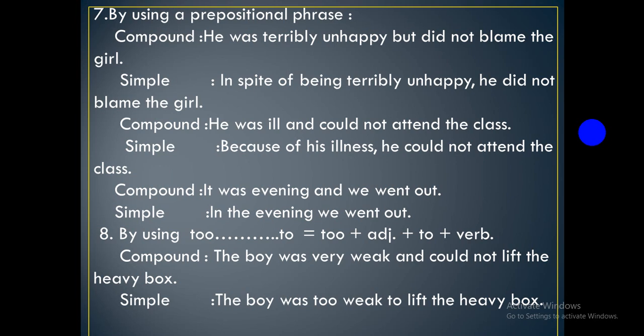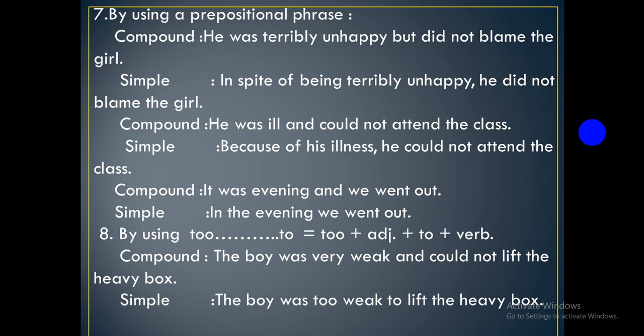Another compound sentence: He was ill and could not attend the class. Rule: if the clauses are connected by "and", we will use the phrase "because of" or "due to". Then the simple sentence will be: Because of his illness he could not attend the class. Another compound sentence: It was evening and we went out. Here we have to shorten the time indicating clause. Then the phrase will be "in the evening". So the simple sentence will be: In the evening we went out.